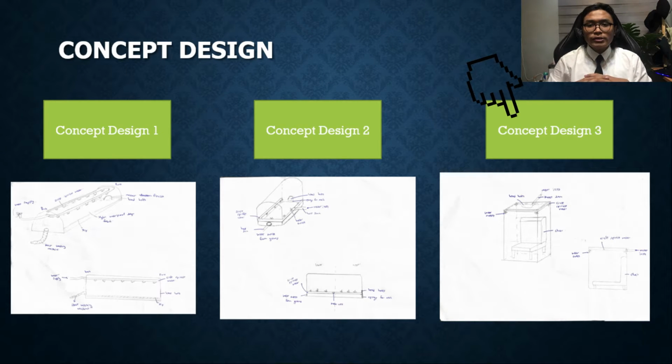Then the last one, concept number 3, is similar to the first and second concepts. In this concept, the patient or bedridden person is sitting on a chair, fastened with a belt provided. It has the same shower function from shoulder to toe. It is easy to bring everywhere, and the cover material is fabric or canvas, so it is foldable.